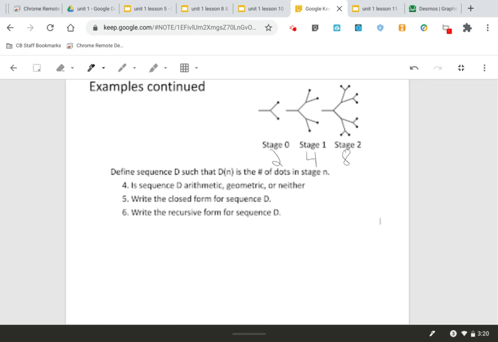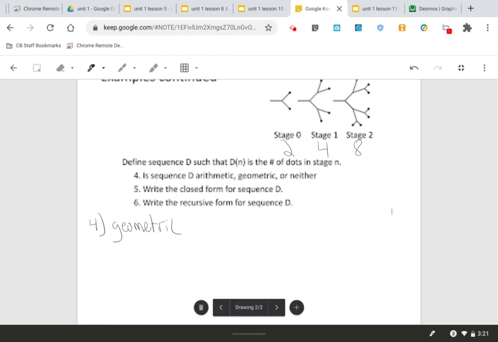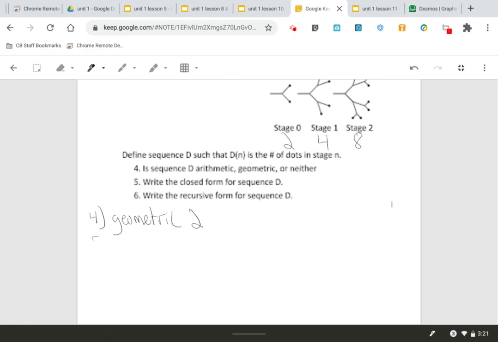Okay, so based on that information, number 4, is sequence D arithmetic, geometric, or neither? This would definitely be a geometric sequence. Okay, what's our common ratio? It looks like we're multiplying by 2. 2 times 2 is 4, times 2 is 8. So my common ratio in this case is 2.